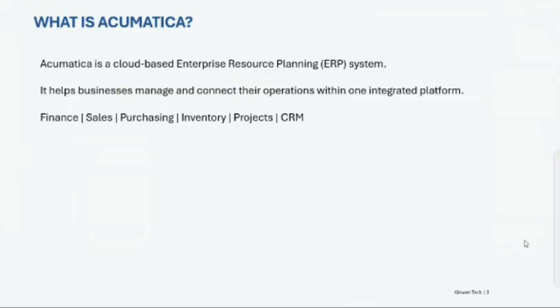You need to first understand what Acumatica is. Acumatica is a cloud-based enterprise resource planning system, abbreviated as ERP. It usually helps businesses to manage and connect their operations with one integrated platform. What do I mean by that? Connecting and managing business with one integrated, harmonized platform is where business is not disintegrated or operating on different platforms. Finance, sales, purchase, inventory, projects, CRM and so on are managed under one umbrella, which is an ERP system called Acumatica.